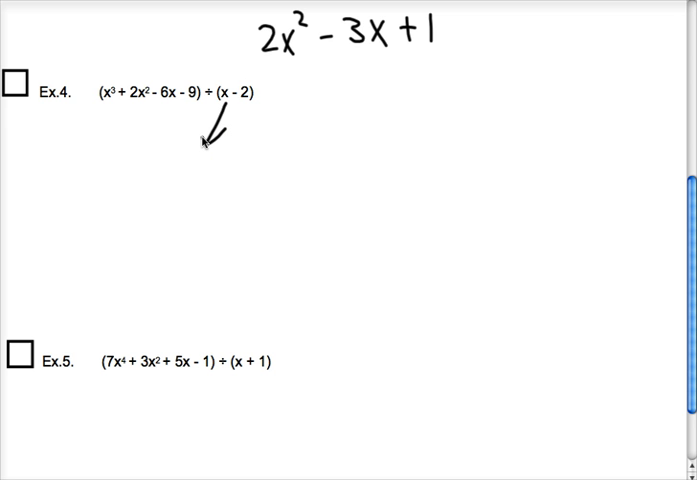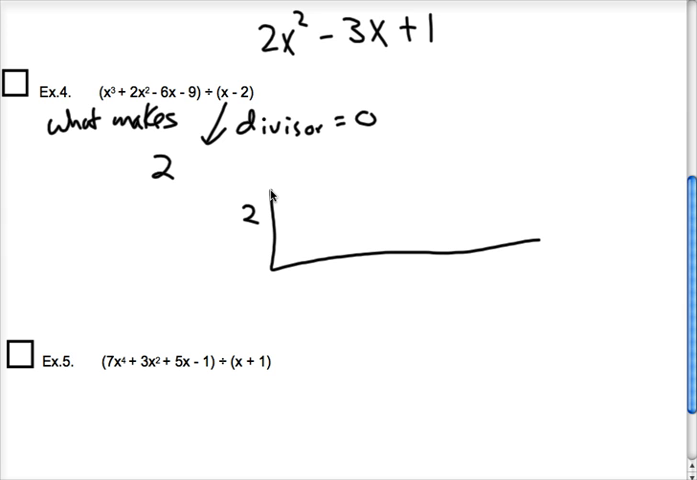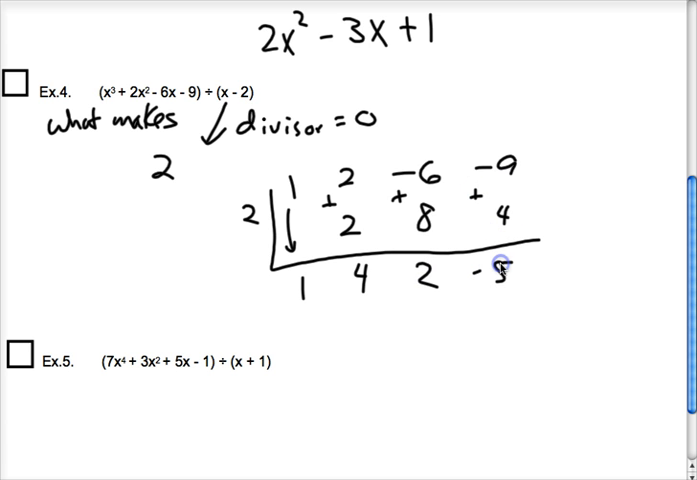So what makes this equal 0? 2. What makes the divisor equal to 0? 2. That's what you write down. So I have 2 upside down division bar. And then I just put my coefficients in there. It's 1x cubed. It's 2x squared. It's negative 6x. And it's negative 9. Drop the first one. Multiply. Add. 2 times 4 is 8. Add. 2 times 2 is 4. Add. And you get negative 5.